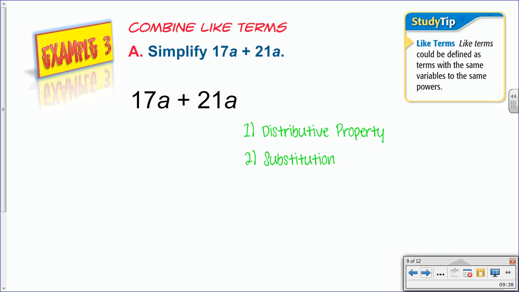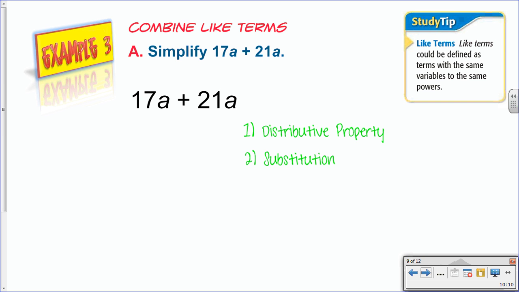Now this goes back to the rule that we talked about. Notice I started trying to include some study tips in the corner. If you look at the study tip, that would help you answer the question. Like terms could be defined as what? Terms with the same variable raised to the same power. Just like what we talked about. So on this, can I combine these two that are raised to the same power? Certainly. What would it be?